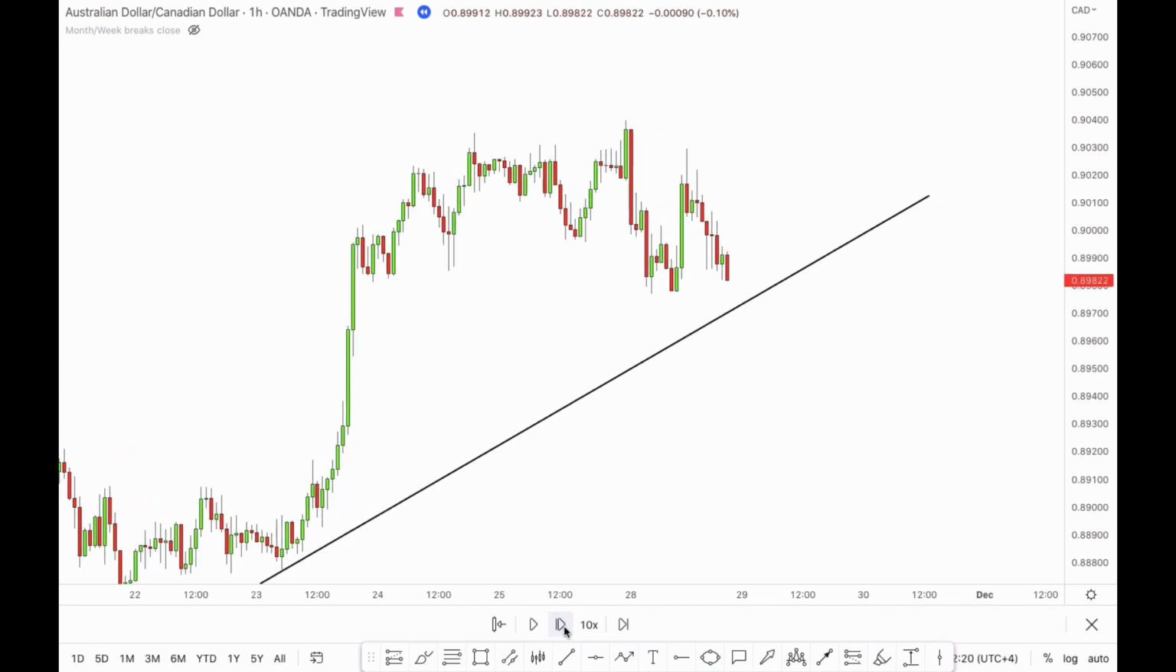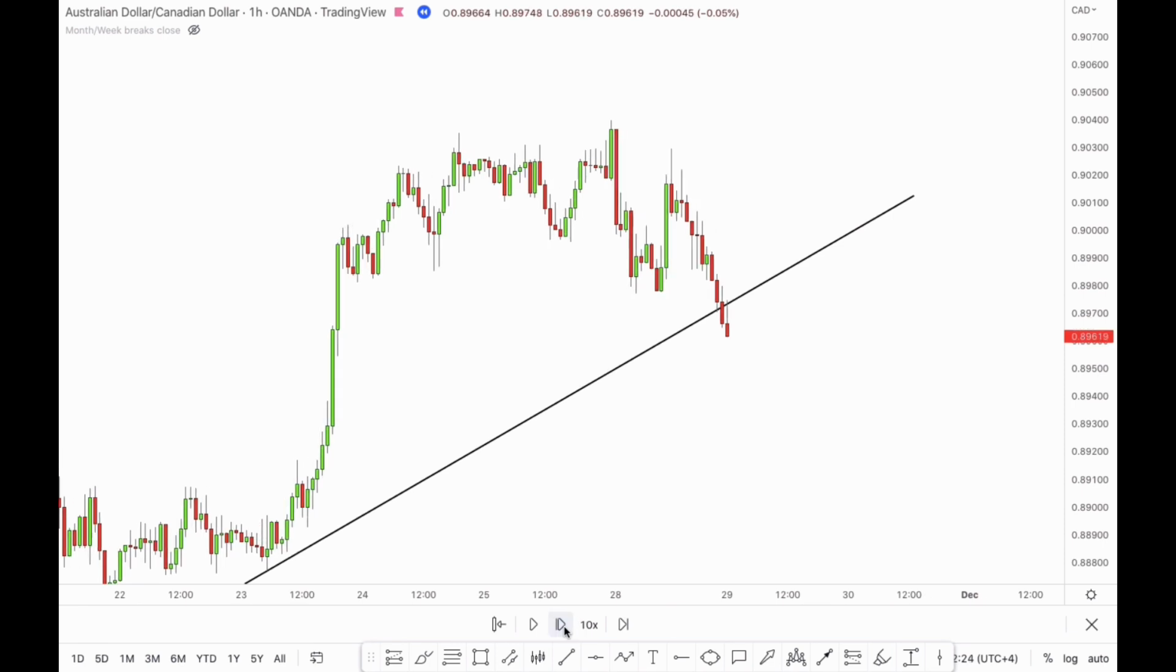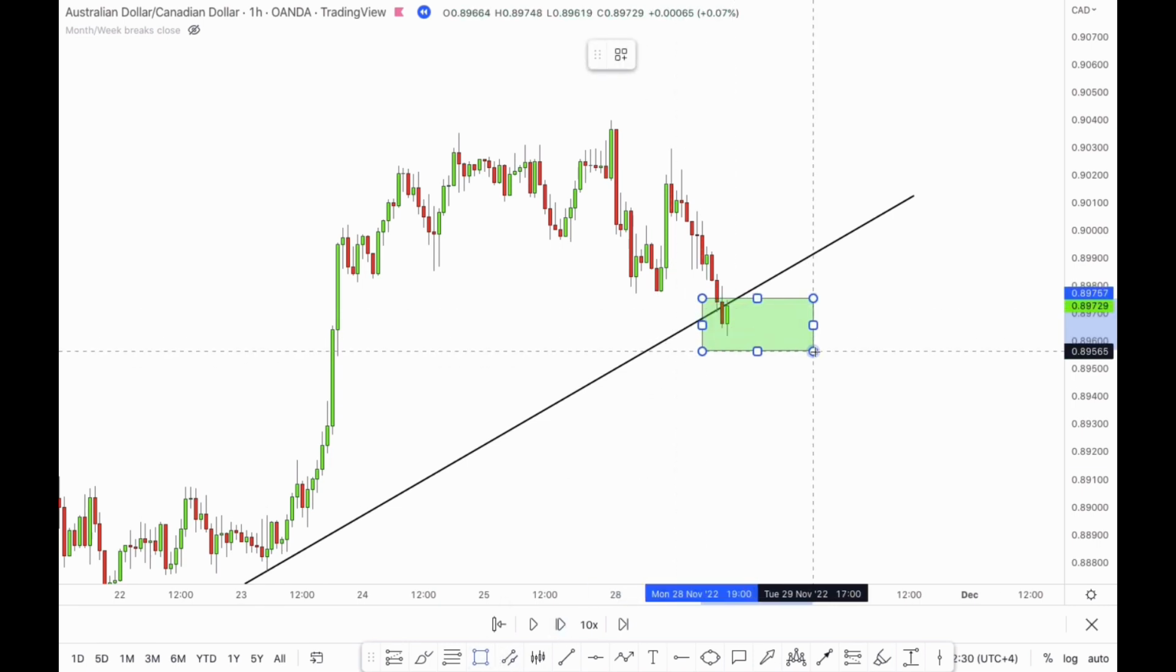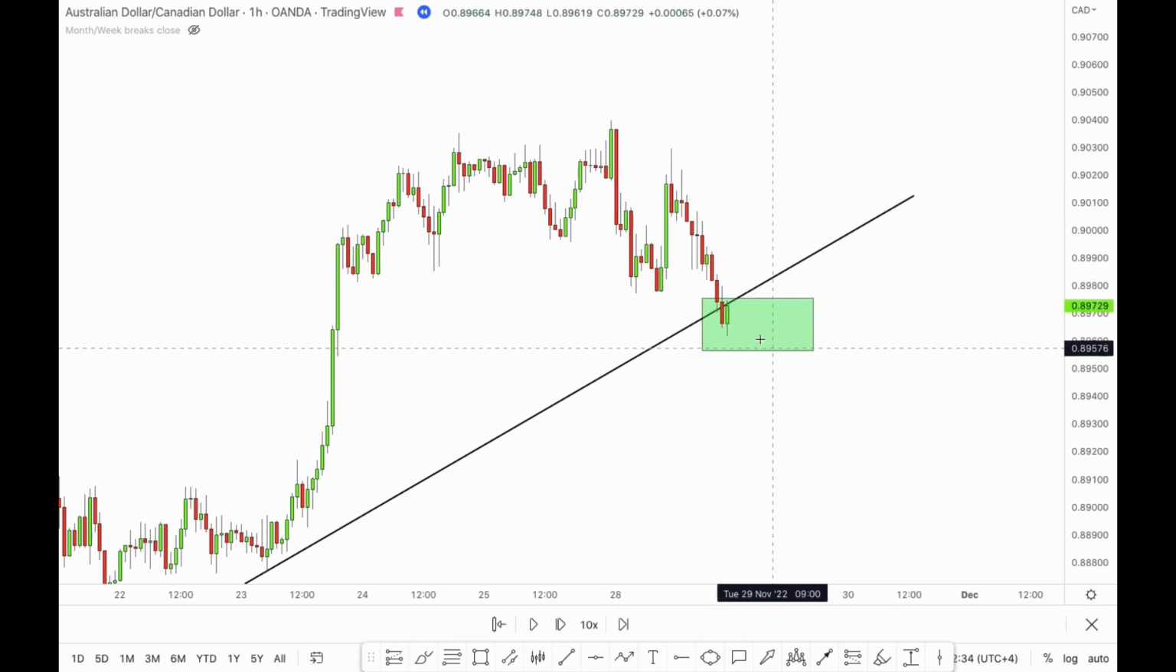So we had price correcting, then we came to this trend line, right? So this trend line is just a guide. It doesn't mean anything. We are just looking forward to see what price is going to do when we get to this zone, right? So we are not really concerned with the trend line. We are concerned with that area.